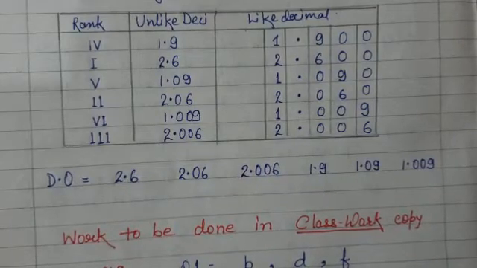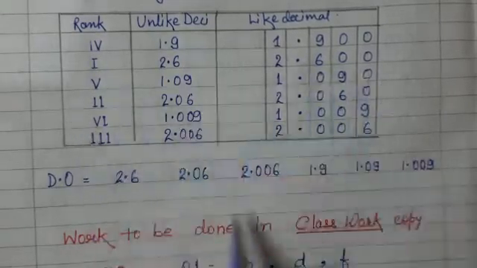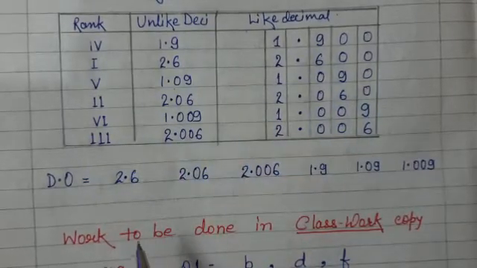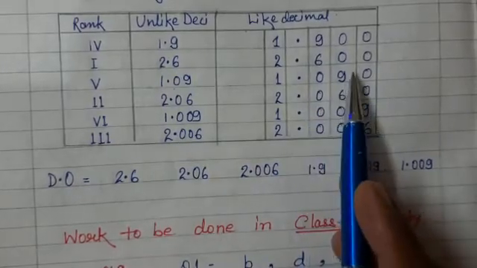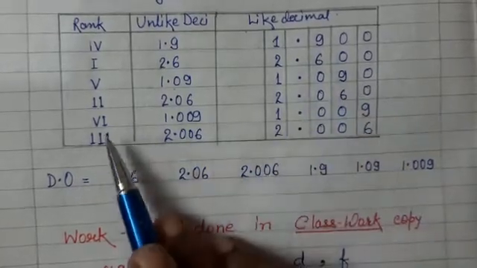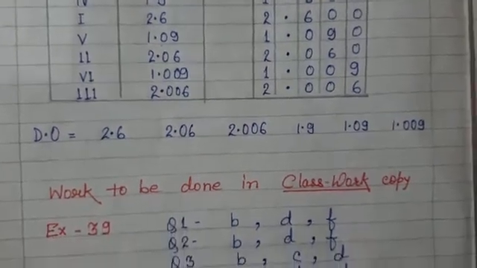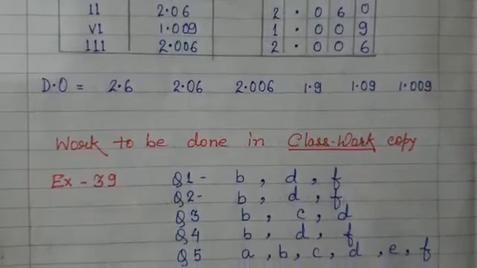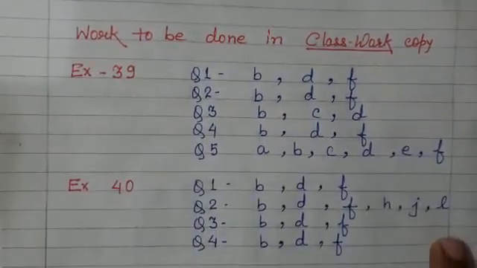So always remember children, whenever you arrange a set of decimal numbers in ascending order or descending order, you have to make this chart in your copy. And you have to compare them after converting them into like decimals, and then you have to give the rank. And finally, you have to arrange them in ascending or descending order in terms of unlike decimals. This is the work, children, you have to do in your classwork copy.